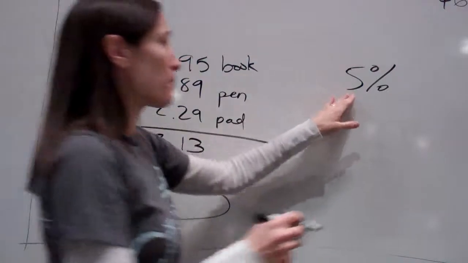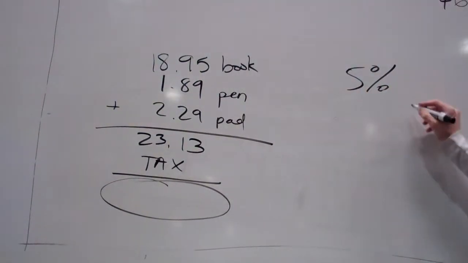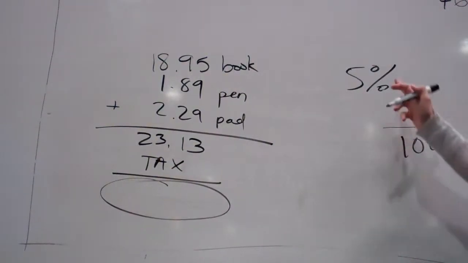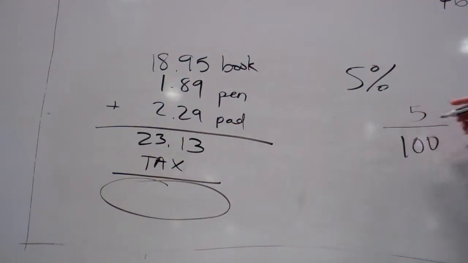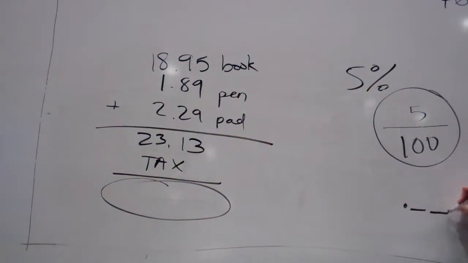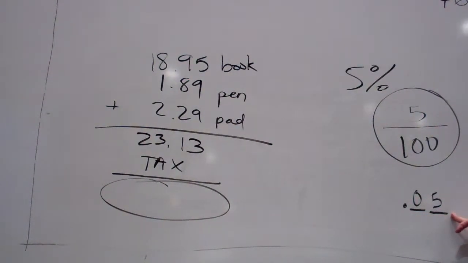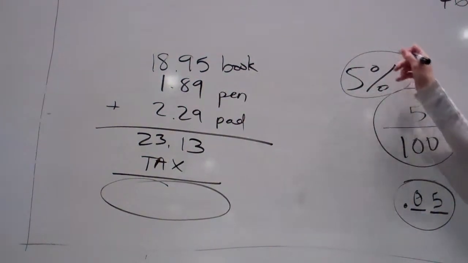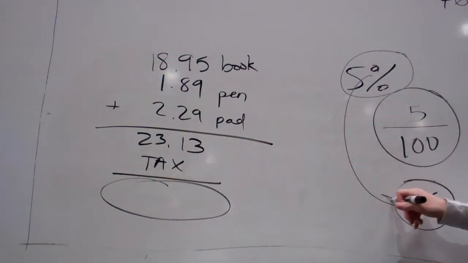Very good. Does everybody remember 5% actually means 5 per 100? Percent means per 100. If I were to write this as a decimal, remember I would go tenths, hundredths, and then I would put my 5 in there. I would not want to put a 5 here and then add my 0 because that's actually 50%. We want 5%. Does everybody see the difference? You always have to convert a percent into a decimal number.